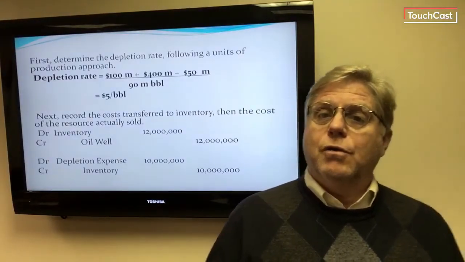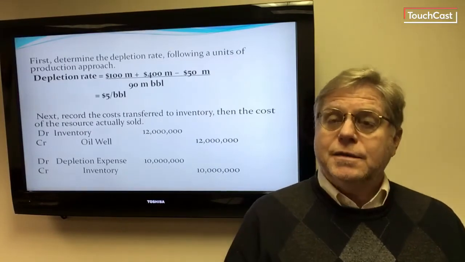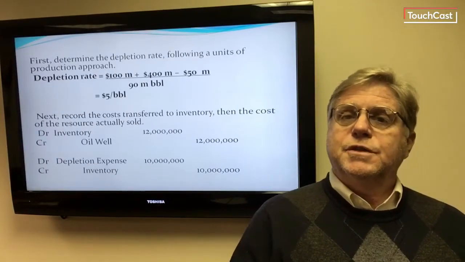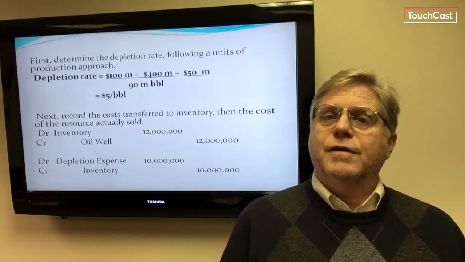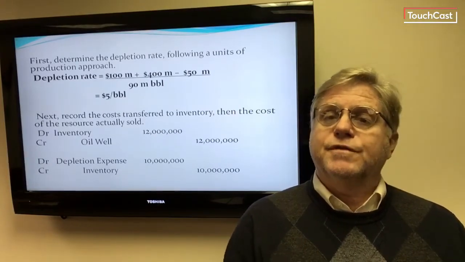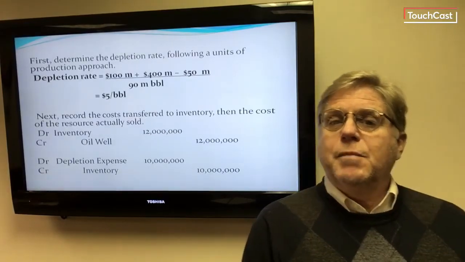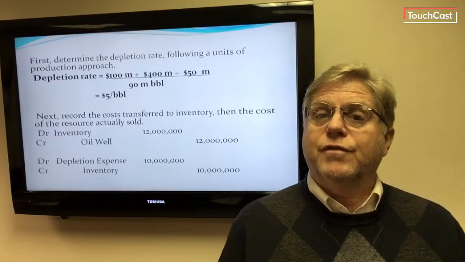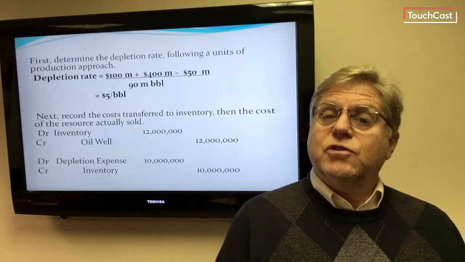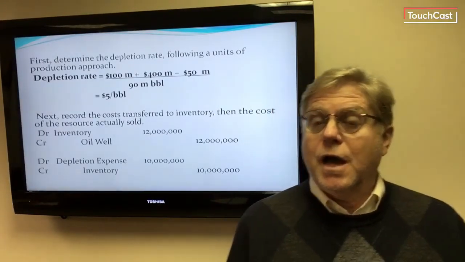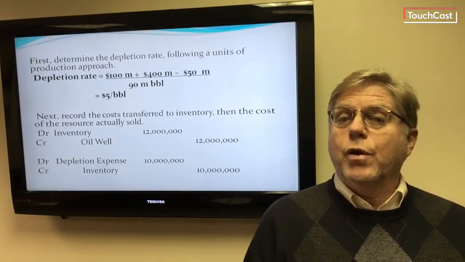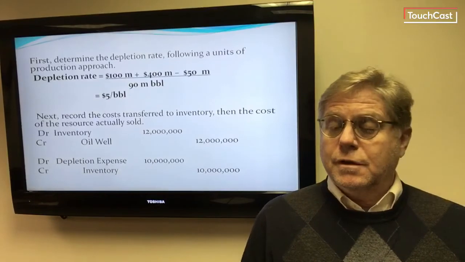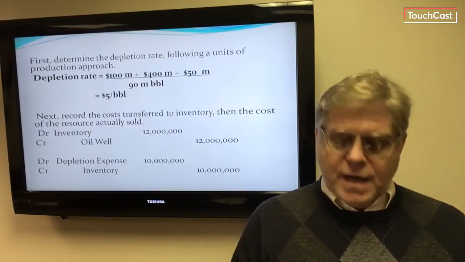So now we show the depletion expense of $10 million, 2 million barrels times the $5 per barrel. $10 million represents the depletion expense, and notice we relieve inventory for that amount. So we've actually still got at the end of the year $2 million of inventory of oil that we've extracted from the well and shown have reduced the cost of that well, but yet haven't been sold.